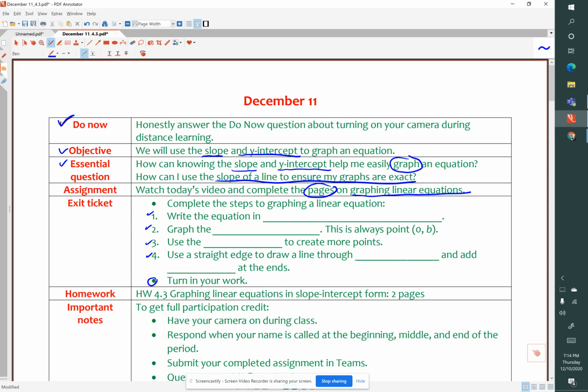Make sure you submit your work, photos of your work at the end of the period for me to look at so I can see your beautiful graphing.